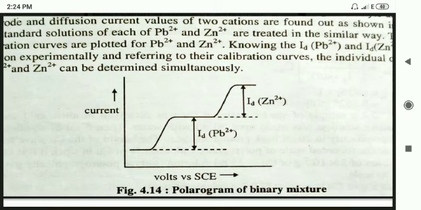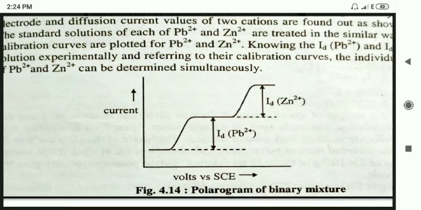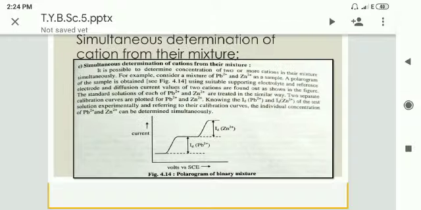You can determine one or more cations at a single time. Simultaneously you can determine more than 2 ions with the help of polarography analysis. It is one of the qualitative analysis.